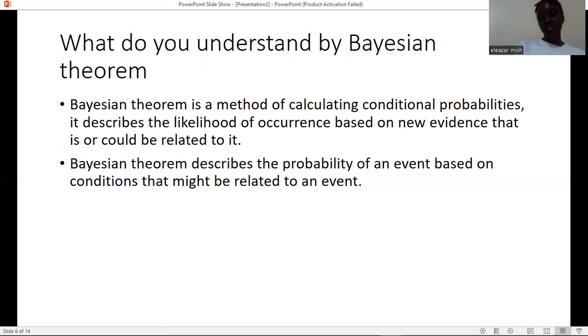Bayesian theorem is basically a method of calculating conditional probabilities. It describes how likely an occurrence is to happen based on evidence that could or could not be related to it. So it's just describing the probability of an event based on the conditions that are either or not related to it.